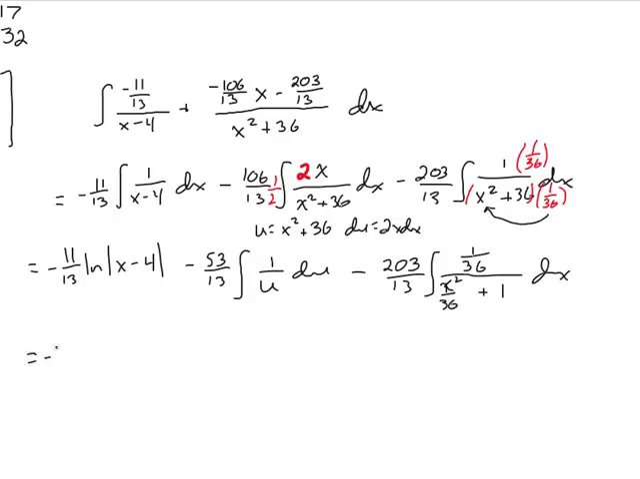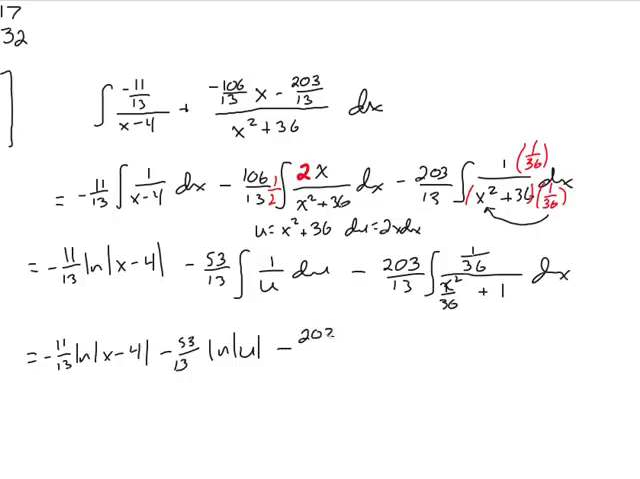Now again, this guy's done. Negative 11 over 13 ln of the absolute value of x minus 4 minus 53 over 13. This will be the natural log of the absolute value of u. Again, I'm saving the plus c for later. We will have to substitute back. I'll do that in the next step.